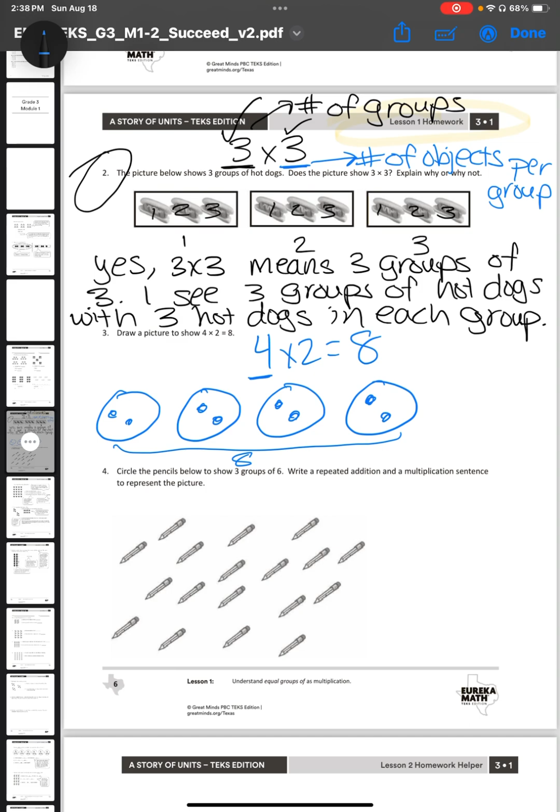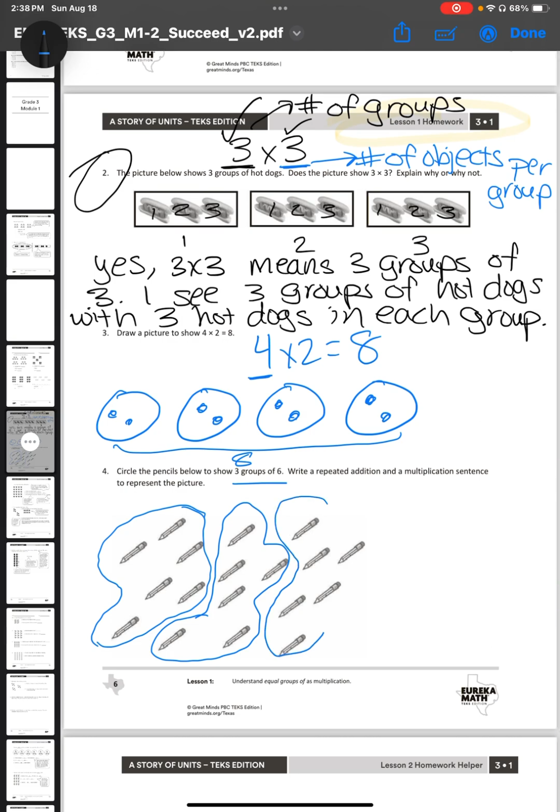Problem 4, circle the pencils to show 3 groups of 6. 3 groups with 6 in each group. Let's do that first. There's a group of 6. That's a group of 6. Here's a group of 6. And then it says, write a repeated addition and a multiplication sentence to represent the picture.